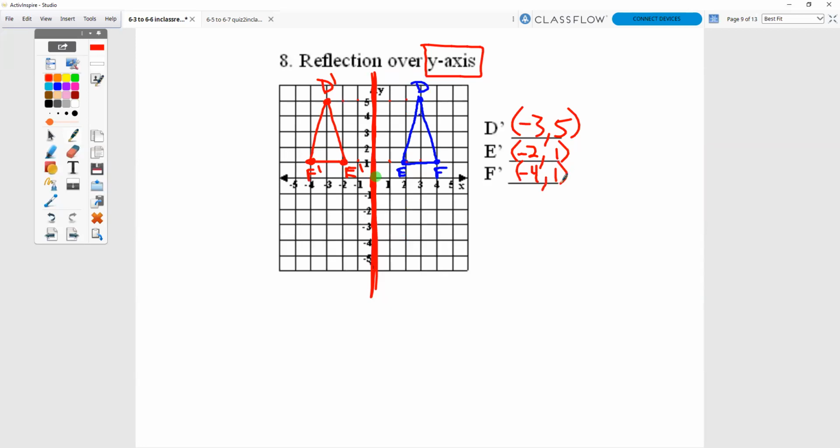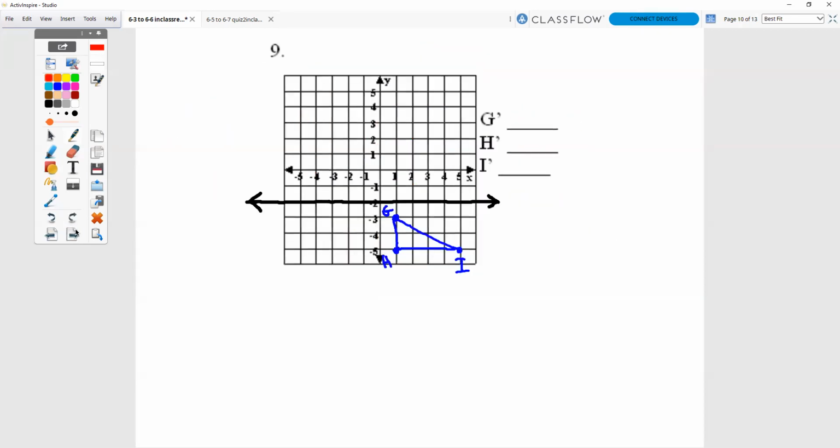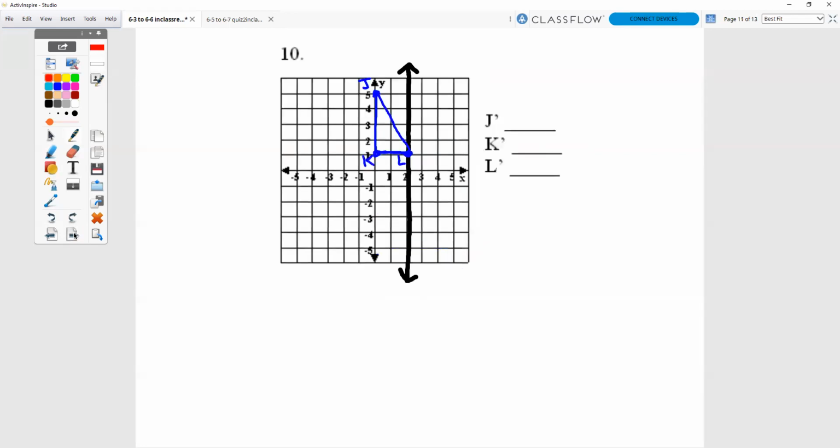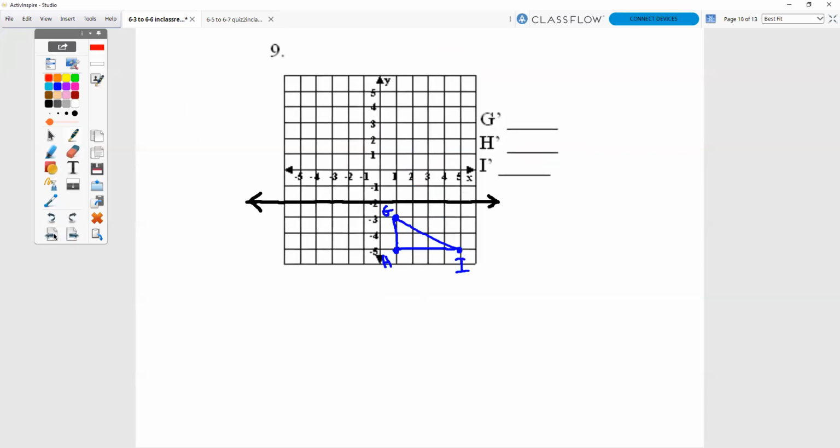So those were over the x-axis and over the y-axis. Sometimes you're going to have them over random lines, a random horizontal line in this case. The next one's going to be over a random vertical line. So you're still doing the same thing. You're counting how many places to the line and then counting that same number of places away from the line. G is 1 place to it. G prime is 1 place away from it.